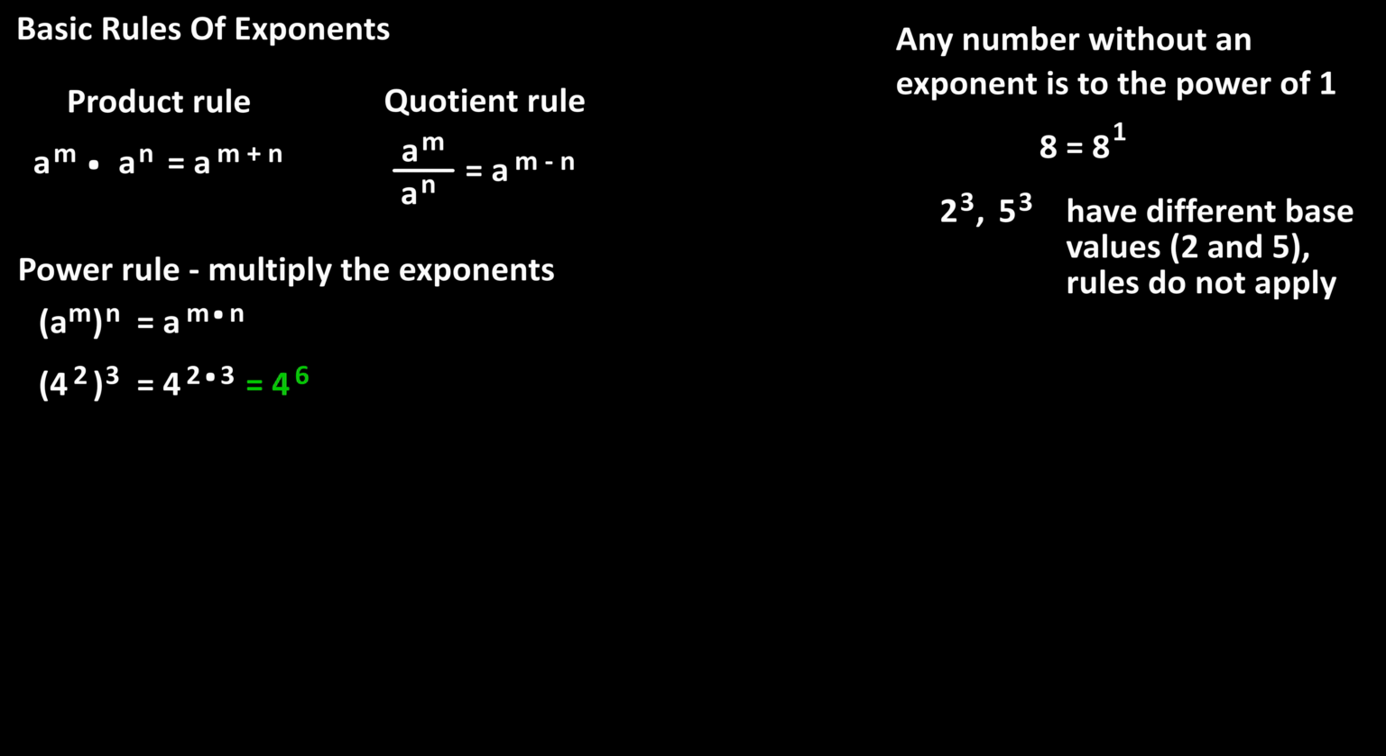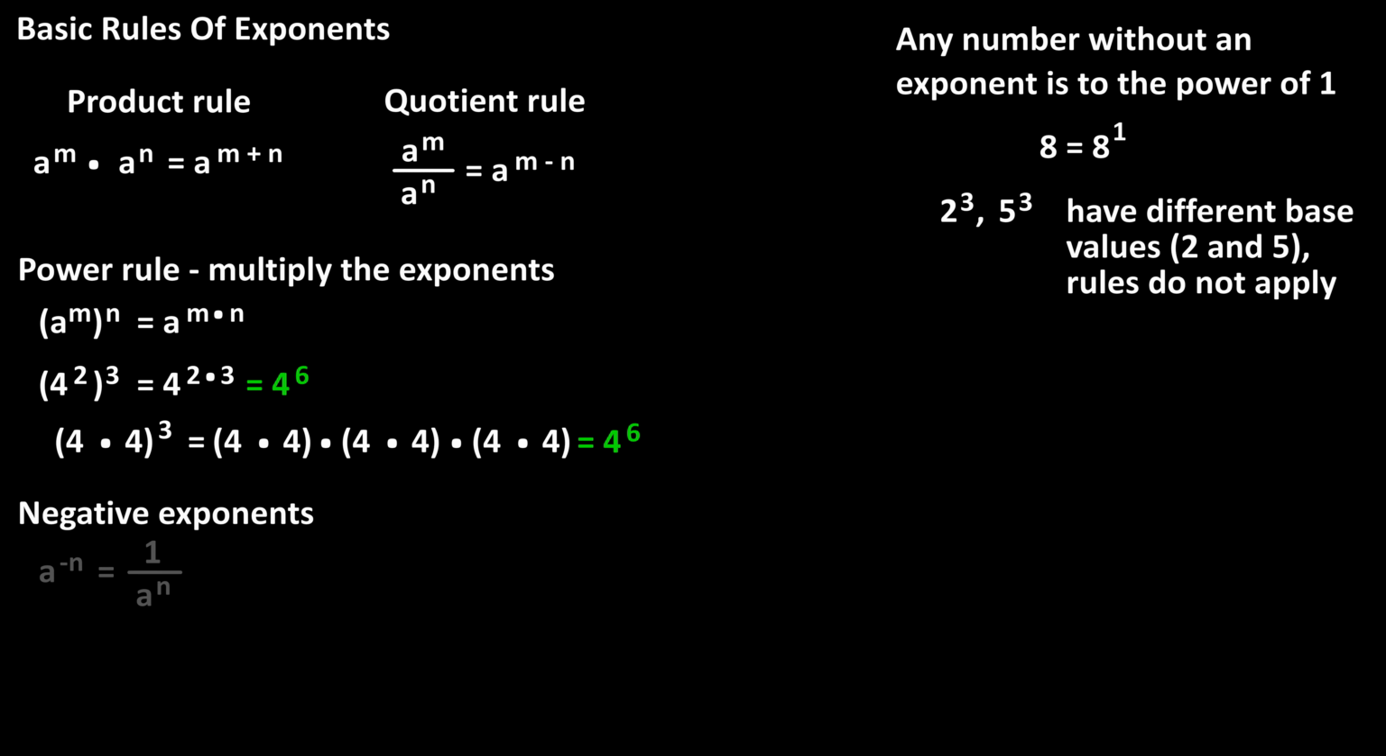And if we write this out, 4 raised to the 2 is 4 times 4. And we have this quantity of 4 times 4 raised to the 3. So the quantity 4 times 4 times the quantity 4 times 4 times the quantity 4 times 4. As you can see, there are 6 4's here. So 4 raised to the 6. Same answer as before.